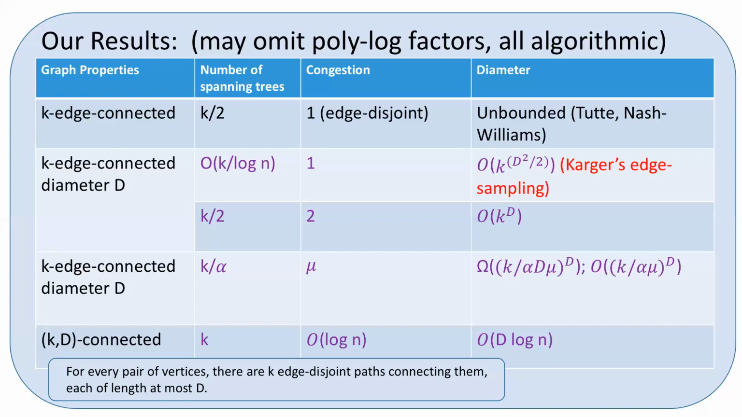And here the notion of kd connectedness is a natural generalization and strengthening, since if a spanning tree packing of size k and diameter d exists, then the graph must be kd connected. And it will be interesting to know whether or not the opposite direction is also true. And what we proved is that every kd connected graph contains a collection of k spanning trees causing congestion log n and has diameter at most d log n.